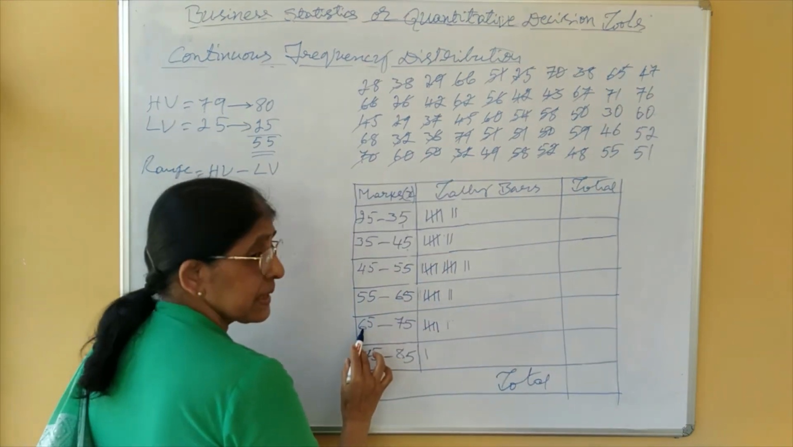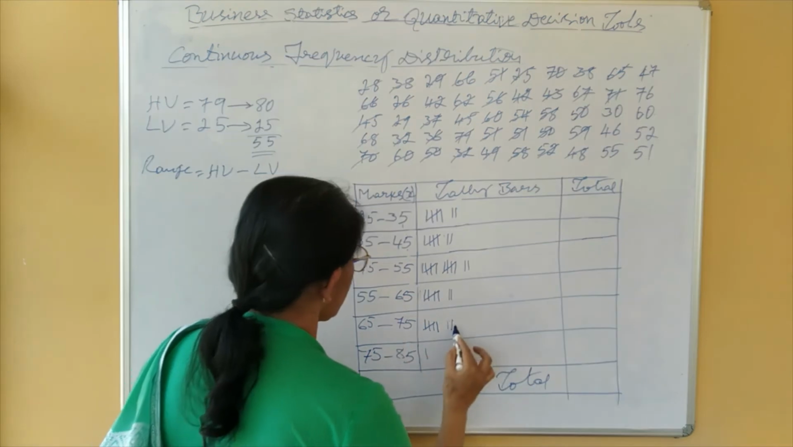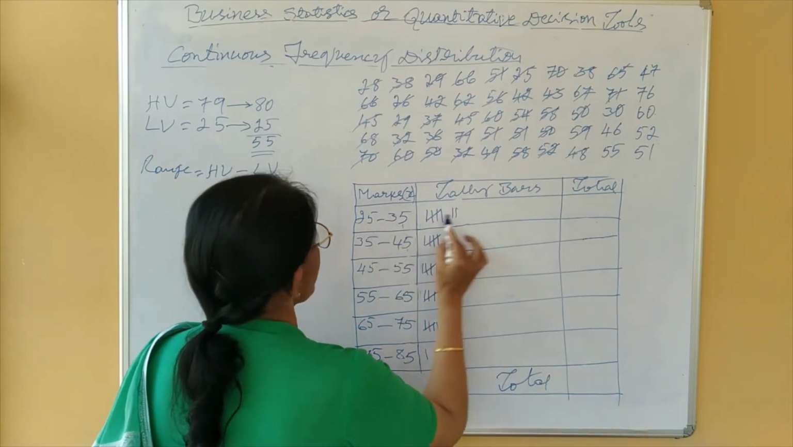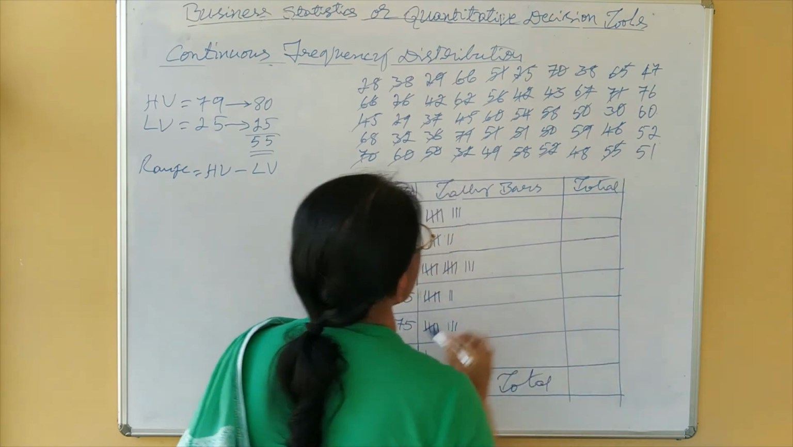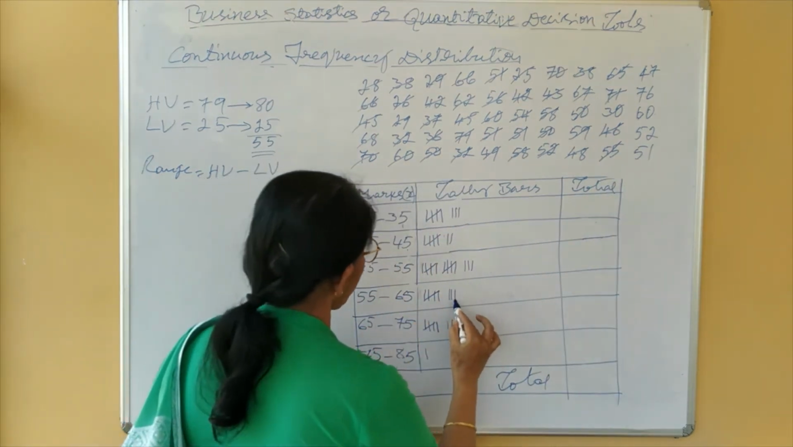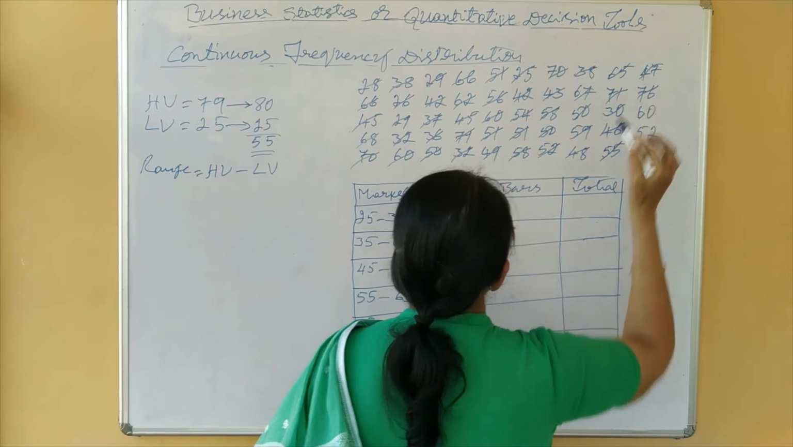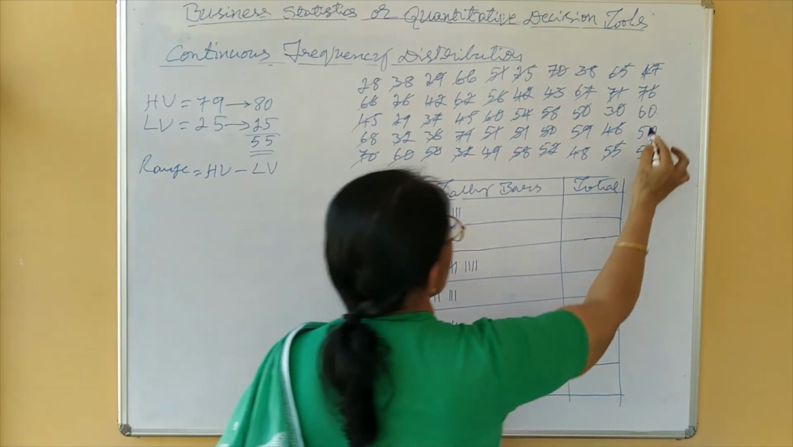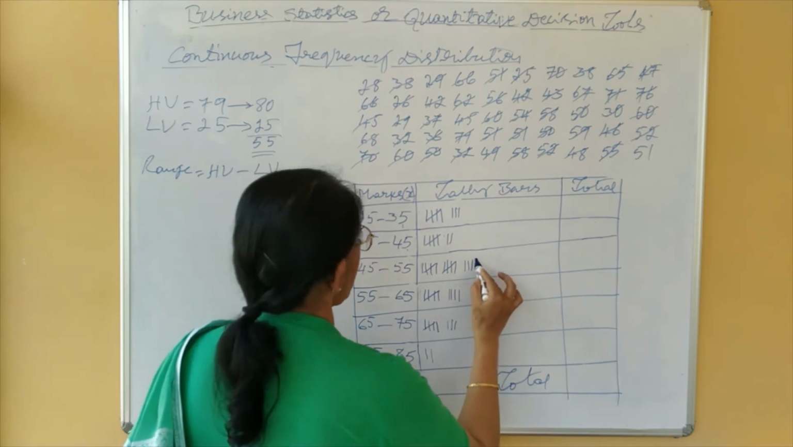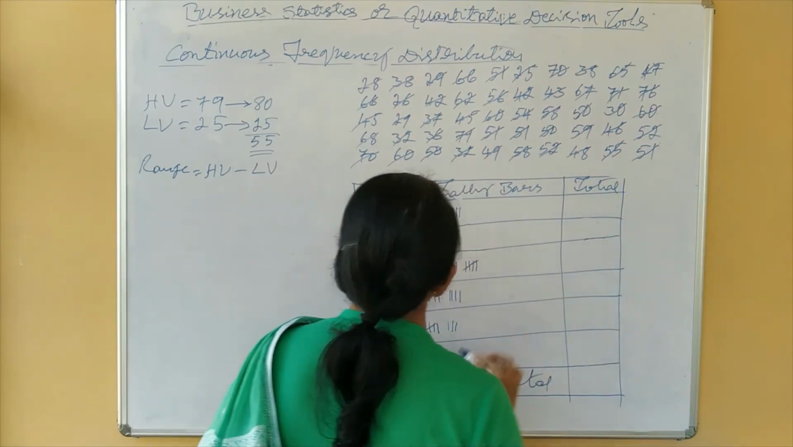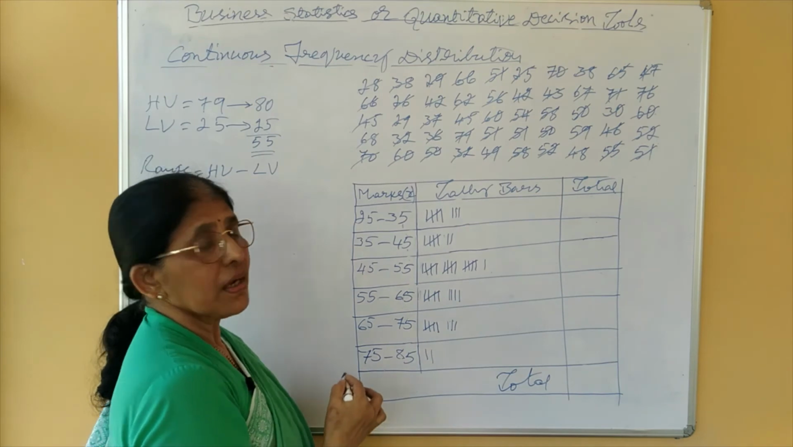65, here it is the lower limit, 65 to 75. 71, 65 to 75. 30, 25 to 35. 46, 45 to 55. 55, the lower limit, 55 to 65. 47, 45 to 55. 76, 75 to 85. 60, 55 to 65. 52, 45 to 55. 51, there itself. Now, take the count of tally bars.